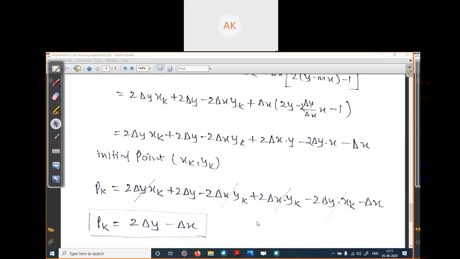Okay, so we have calculated pk, meaning the initial descent parameter, and pk plus 1 is the next descent parameter.